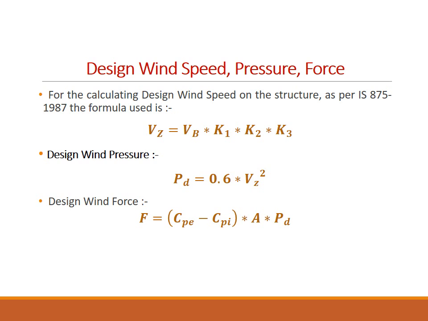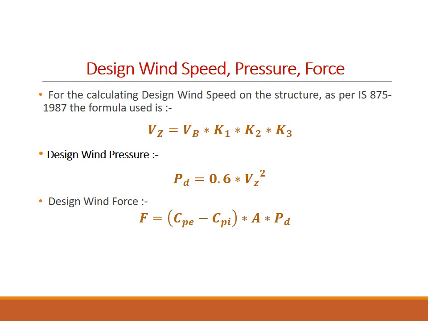K3 is called the topography factor. Depending upon the ground slope, the value of K3 will change. If the ground slope is less than 3 degrees, K3 is taken as 1. Next we calculate the design wind pressure, that is PD equals 0.6 Vz squared. And in the third step we calculate the design wind force, that is F equals CPE minus CPI multiplied by A multiplied by PD.